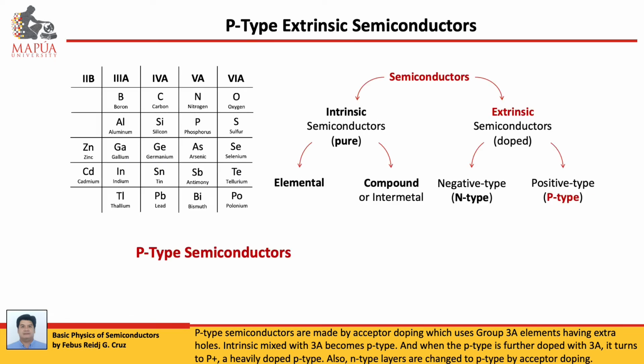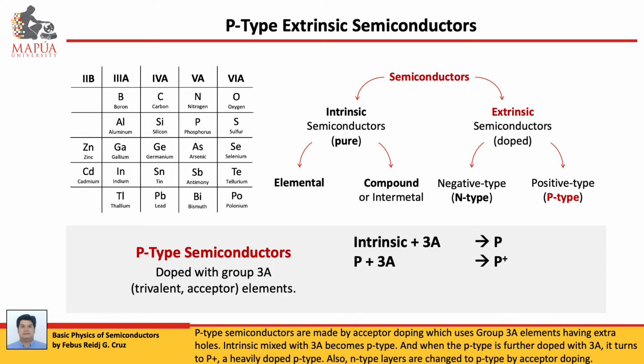P-type semiconductors are made by acceptor doping, which uses group 3A elements having extra holes. Intrinsic mixed with 3A becomes P-type. And when the P-type is further doped with 3A, it turns to P+, a heavily doped P-type. Also, N-type layers are changed to P-type by acceptor doping.